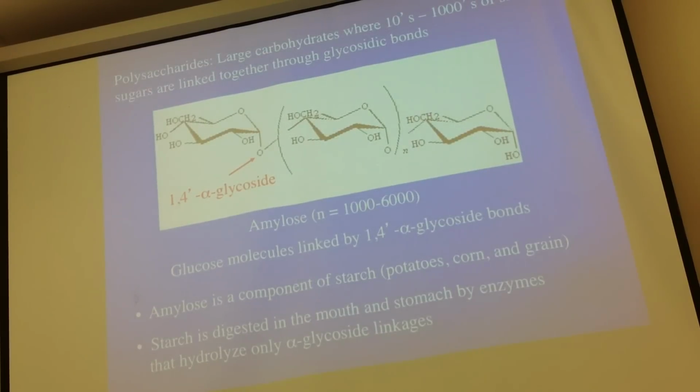So, okay, it's digested in the mouth and the stomach by enzymes. They hydrolyze the alpha linkages and it turns into sugar. Okay, so starch turns into sugar.